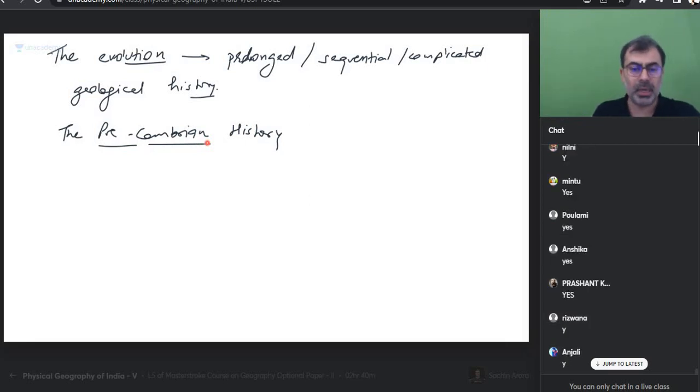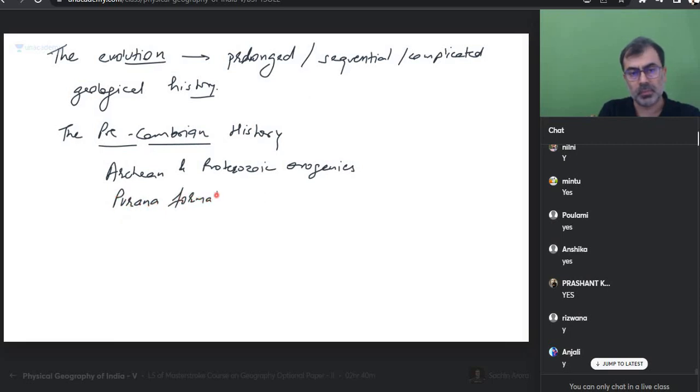can be seen in terms of the Archean and Proterozoic orogenies, as well as the Purana formations. Together, they form the basement plate of peninsular India.